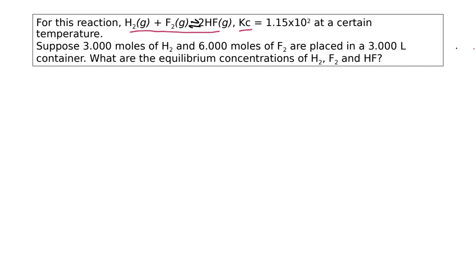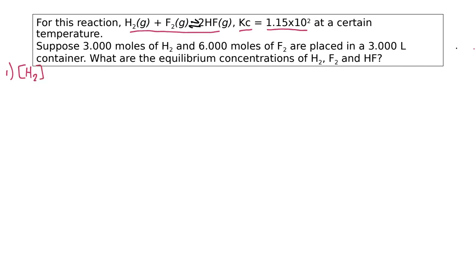So we notice it's a little bit of a bigger number, right? It's 115, which tells us that we're favoring products. And then they tell us that we're putting in 3 moles of hydrogen, 6 moles of fluorine into a 3-liter container. What are the equilibrium concentrations of everybody? So this is similar to the previous question, but a little bit different in terms of the data that is given. So as usual, we want to calculate the concentration of our reactants.